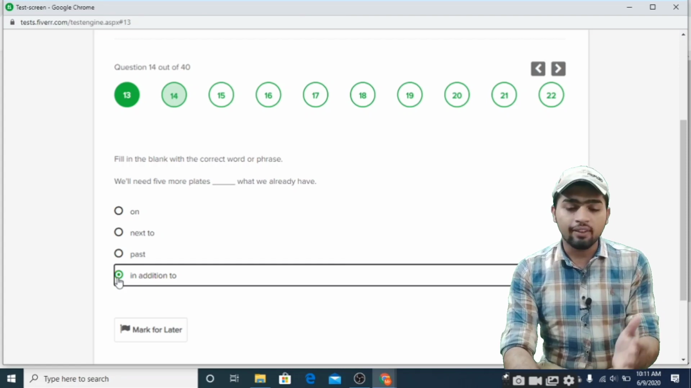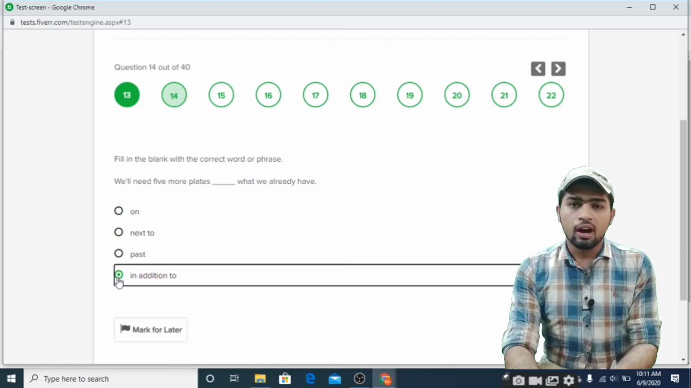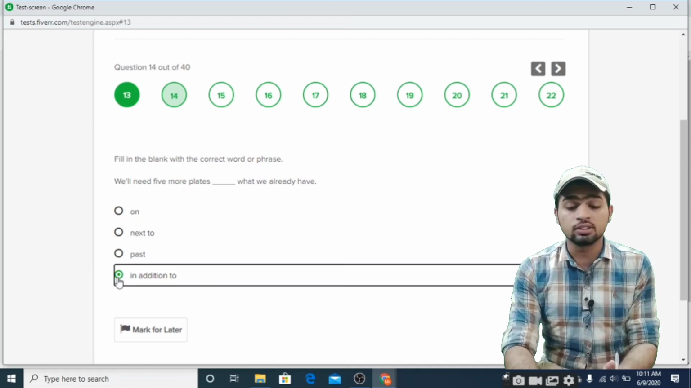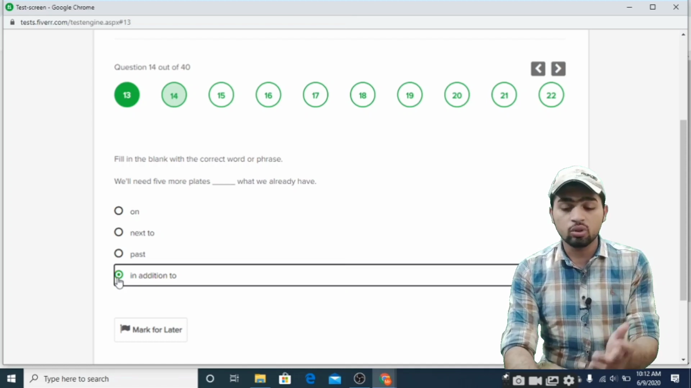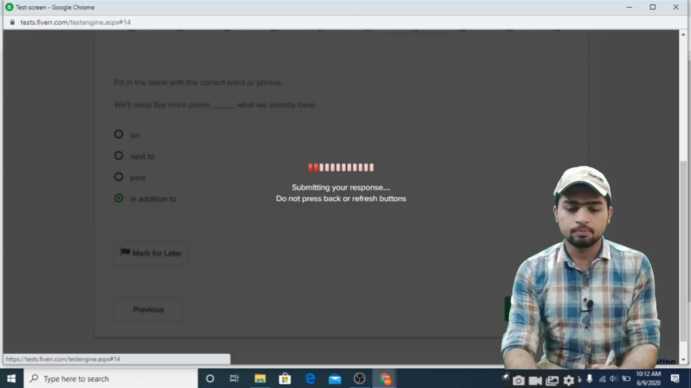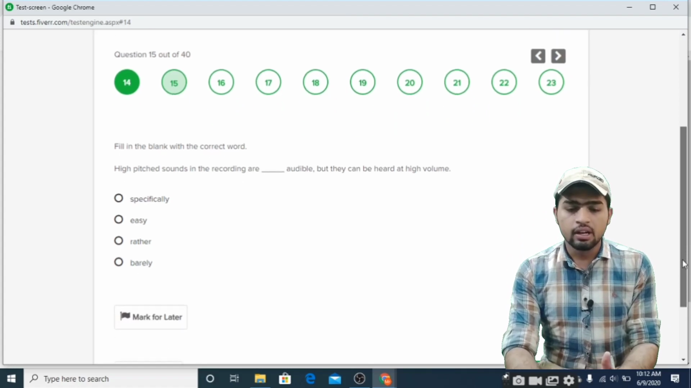We'll need 5 more players in addition to what we already have. It seems with 100% authenticity the answer is in addition to. So I click on in addition to and click on next. Fill in the blank with the correct word.